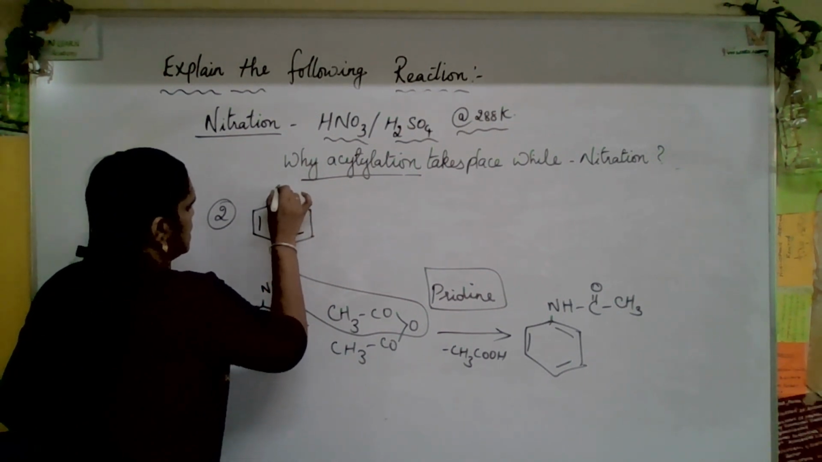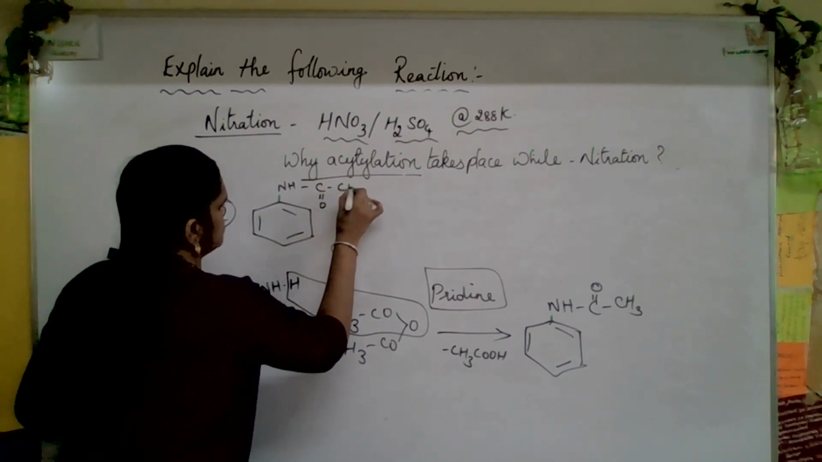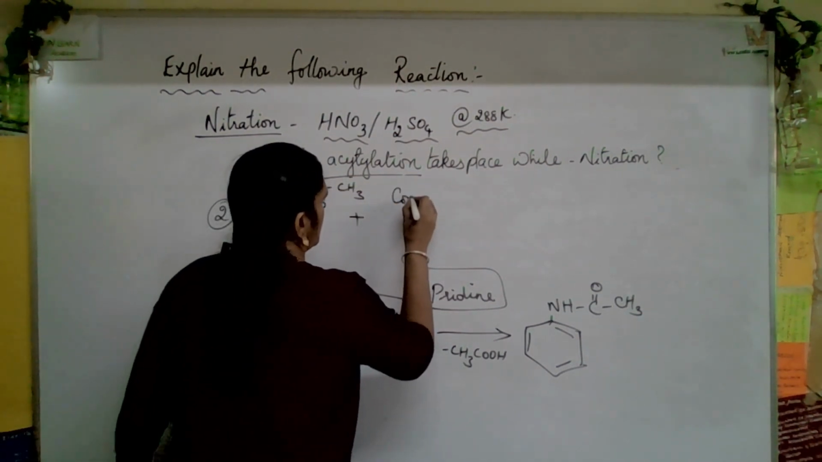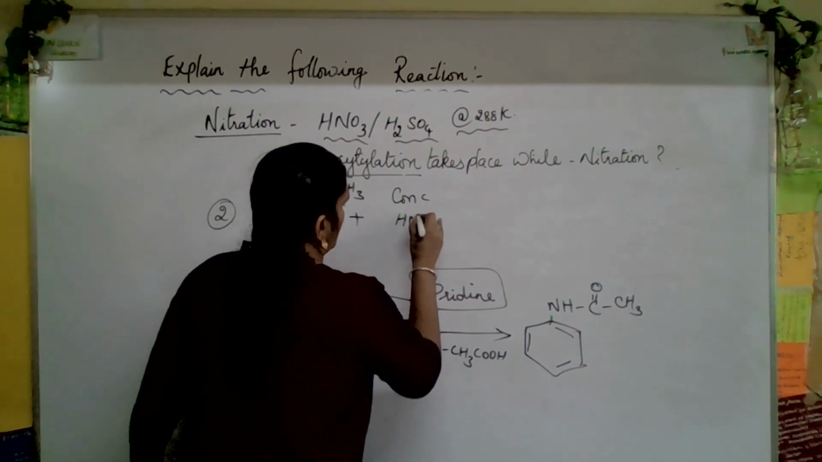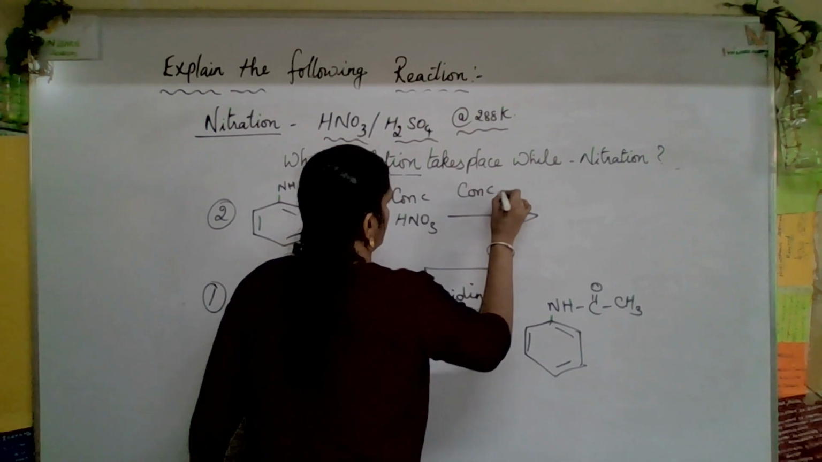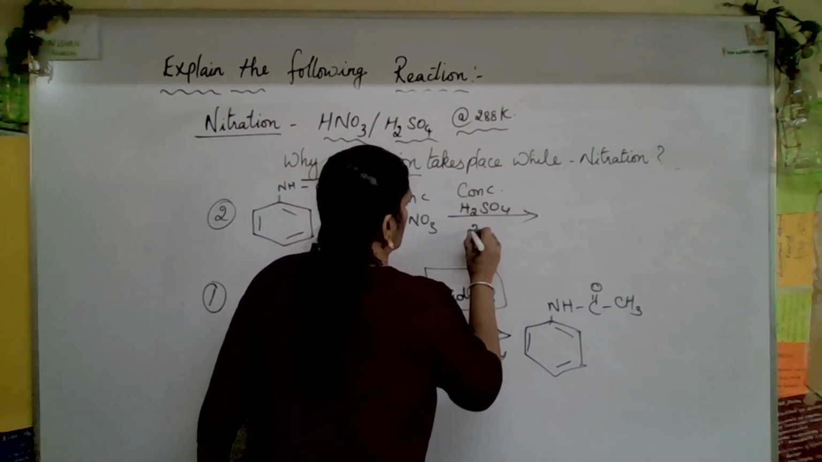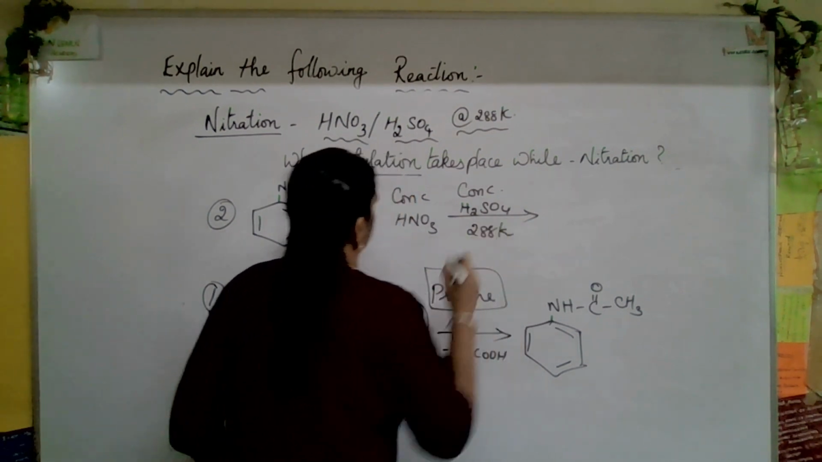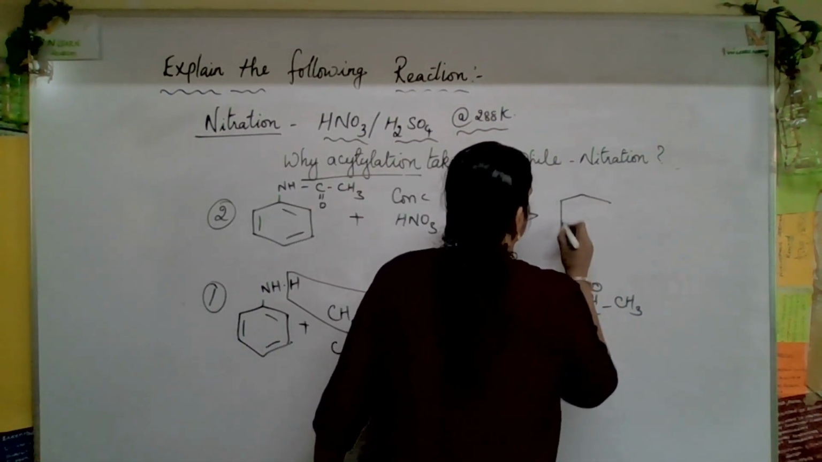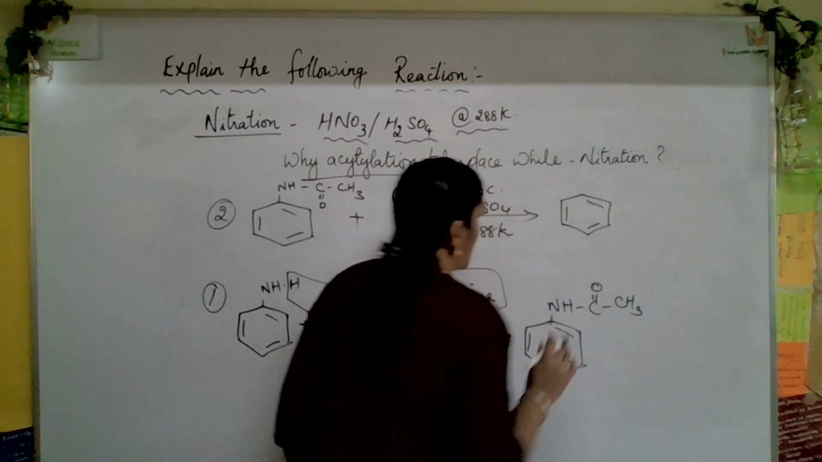Acetanilide, this is NH, C double bond O, CH3, combined with concentrated HNO3 in the presence of concentrated H2SO4 at 288 Kelvin. Now what happened here? You will get the para derivative only. Here you will get the para derivative.